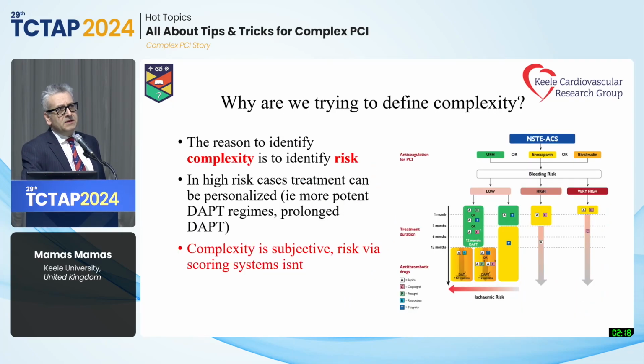And so when you come back to why are you actually trying to define complexity? The reason you're trying to define complexity is to identify risk. So that when you identify patients with high risk, you can then personalize their treatment, whether you use more potent antiplatelets, whether you go upfront with LV support, and so forth. My point is that complexity is subjective. When I showed all those figures initially, everybody was saying, yes, it's complex, no, it's not complex, it's slightly complex. Whereas risk, by a risk score, isn't subjective, it's entirely objective.